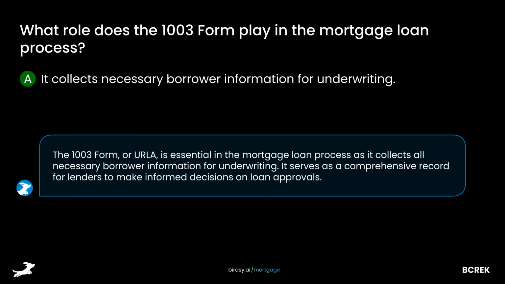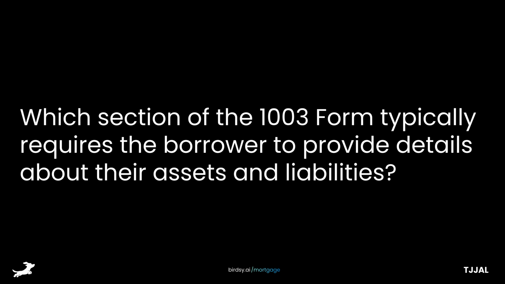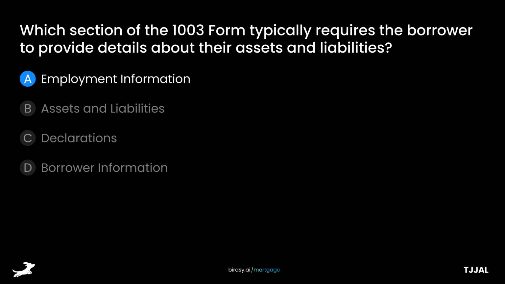The 1003 form, or URLA, is essential in the mortgage loan process as it collects all necessary borrower information for underwriting. It serves as a comprehensive record for lenders to make informed decisions on loan approvals. Which section of the 1003 form typically requires the borrower to provide details about their assets and liabilities? Is it A, employment information, B, assets and liabilities, C, declaration, or D, borrower information?